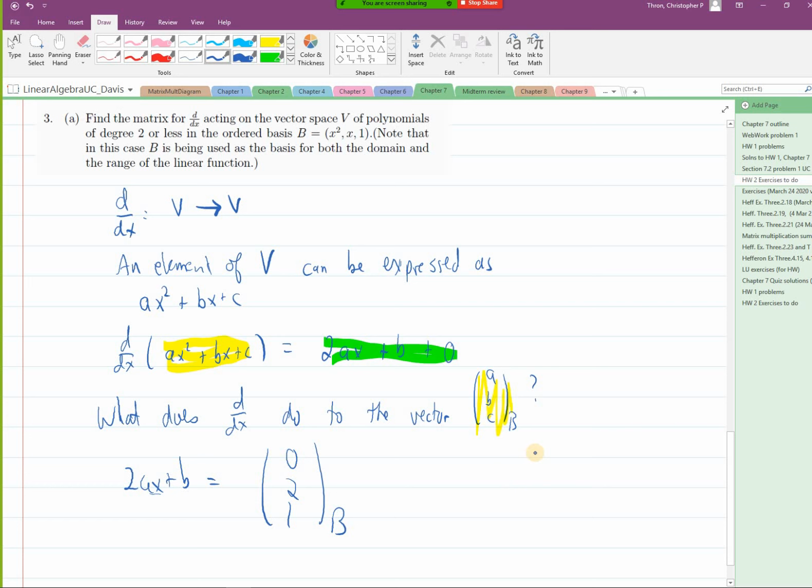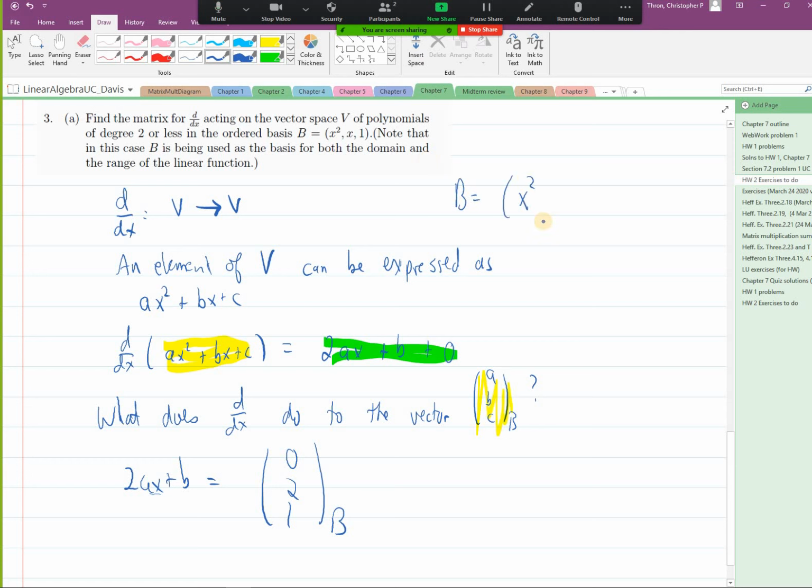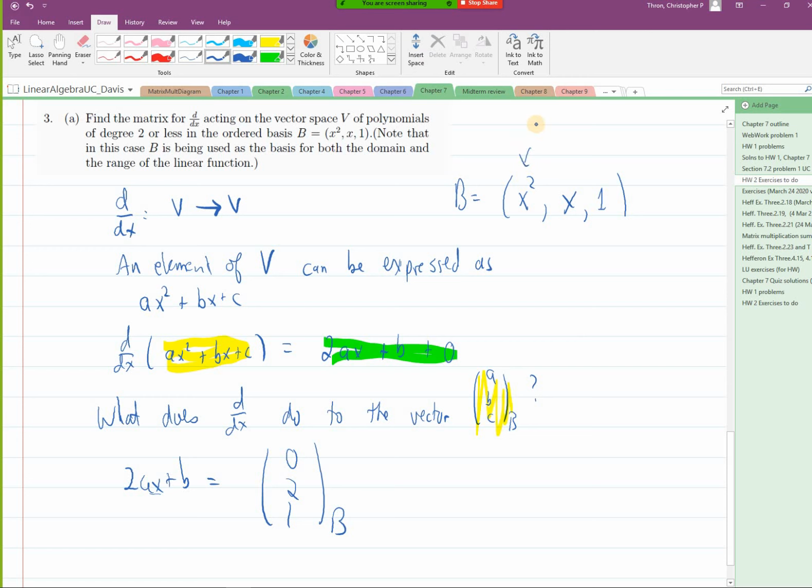Like in that basis, I guess, you don't have it. It looks correct, I guess. All right, now the basis is, remember that b is equal to x squared, x, and 1. So this here you'd call b1, this is b2, and this is b3. So in other words, this vector here is 2 times b2 plus 1 times b3.